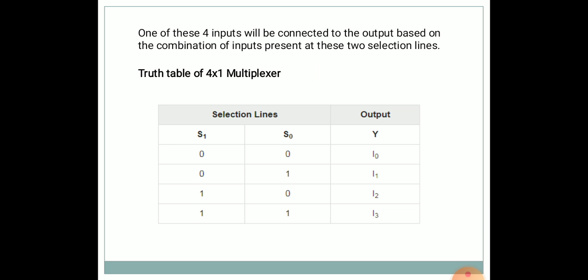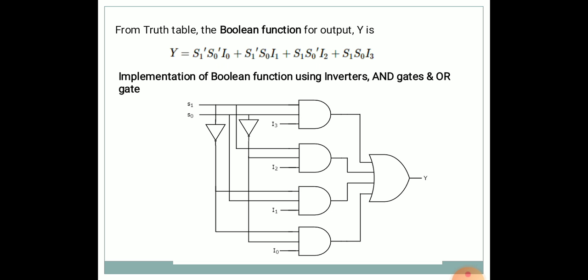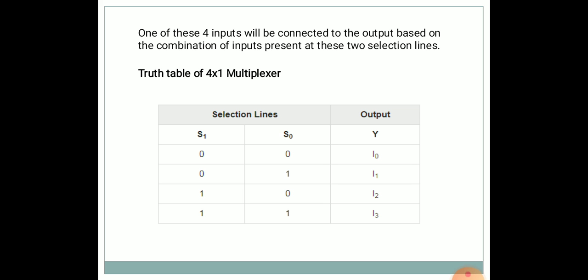So to obtain the first Boolean function, we take the values of S1 and S0 both as 0. So in the Boolean function we can write Y equal to S1 dash S0 dash I0. This is taken from the truth table, where both S0 and S1 values are 0. So for denoting this 0 value, we put it as S0 dash and S1 dash, into I0, the output I0.